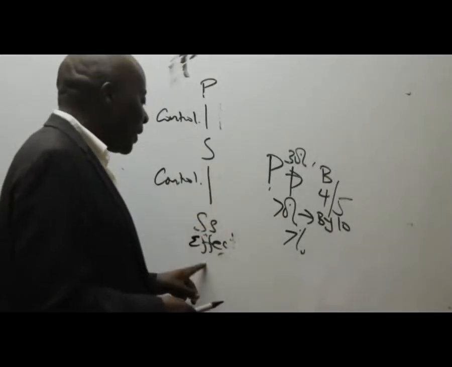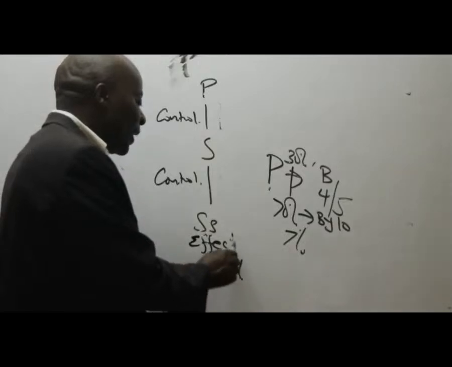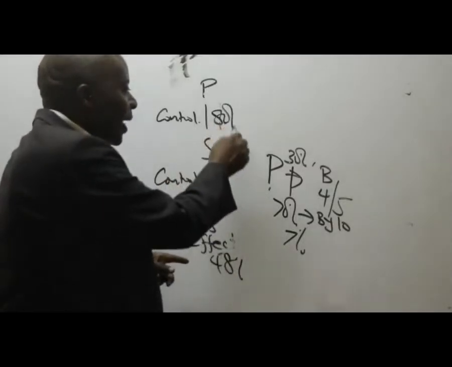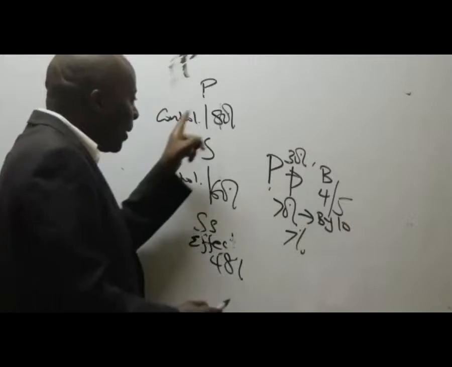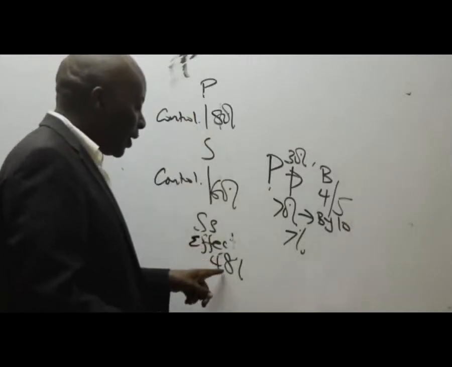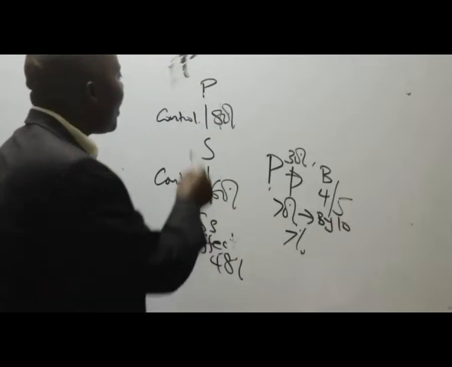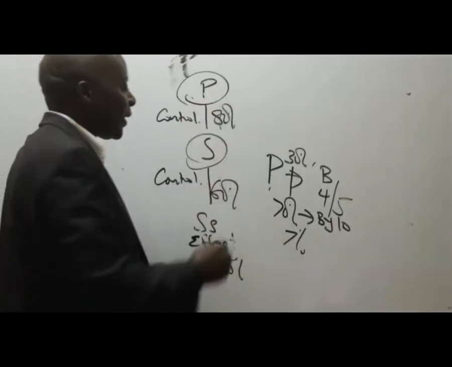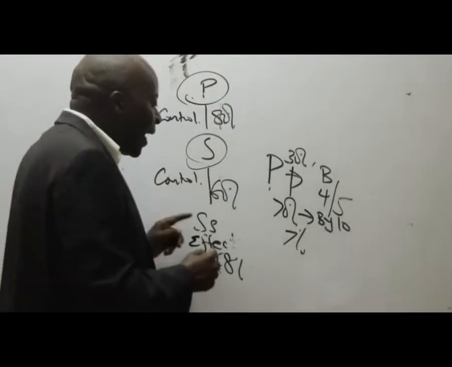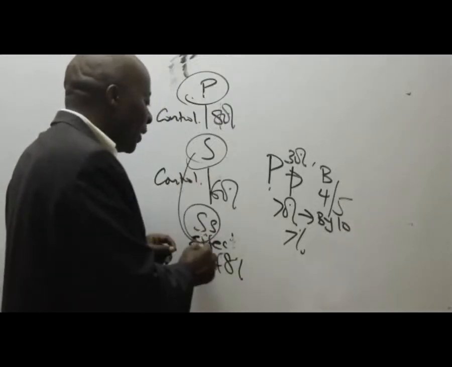So like in this particular case, we have said effectively, P has got what percentage here? Somebody has got 48% in SS because of the 80% here and the 60% there. So P has got 48% in SS. But now, what is happening here? Here, we've been able to control S. And S is in control of who? Is in control of SS.